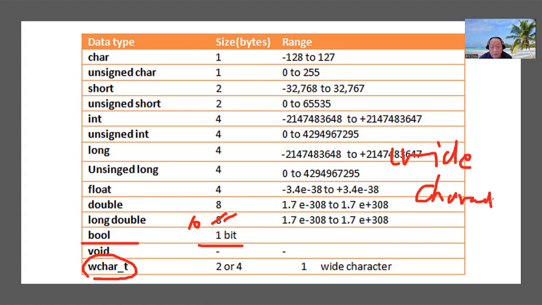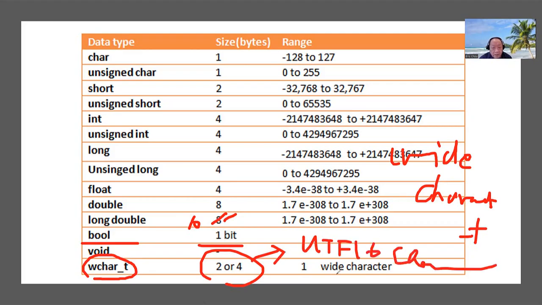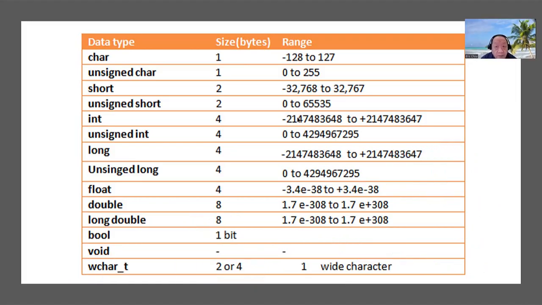Wide character type. Wide character type is 2 or 4 bytes. So this one is for UTF-16, for Chinese letters and other letters of longer bytes. You use the wide character type, wchar_t. Okay, is that okay so far? Yeah, that's used for Chinese letters. Okay, but when we deal with it, we will talk about it.